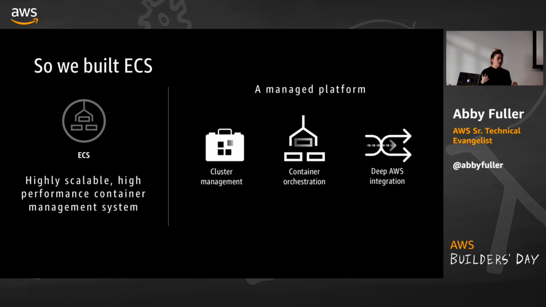So a container management system. So a managed way to take care of all of those pain points. So the cluster management. So how do I manage the underlying infrastructure? So the EC2 instances that are registered to that cluster that I can place the containers onto. Container orchestration, which is how do I schedule the containers themselves. So how do I know that this container should go on server A and these two containers should go on server B. And the managed part of that, beyond the we're helping you out, is the deep AWS integration.